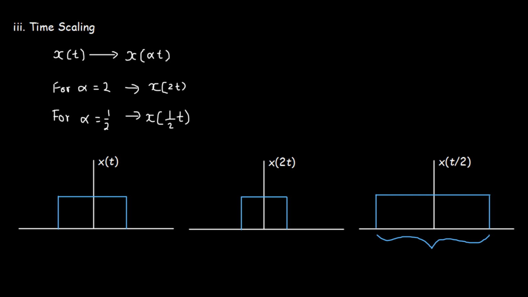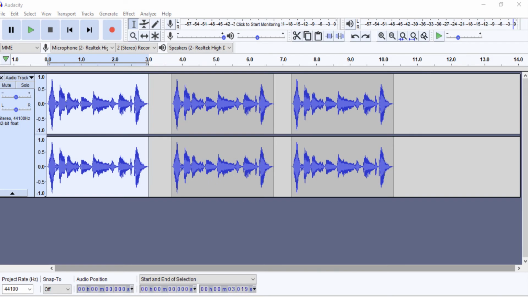Similarly, we can understand time scaling for discrete time signals as well. So x[n], with scaling factor alpha, will become x[alpha n]. Let us try to understand the meaning of time scaling with the help of an audio sample.